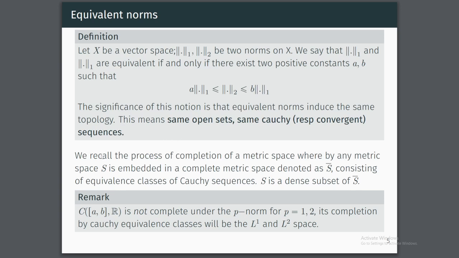Even if we don't have a metric space, sorry, even if we don't have a Banach space, we can still complete it. Hopefully most people here have done Rudin, so you probably have seen the exercise where you complete a space. Essentially, any metric space can be embedded in a complete metric space, which we denote as S bar, which consists of taking Cauchy sequences and writing them as equivalence classes, meaning that S is a dense subset of S bar.